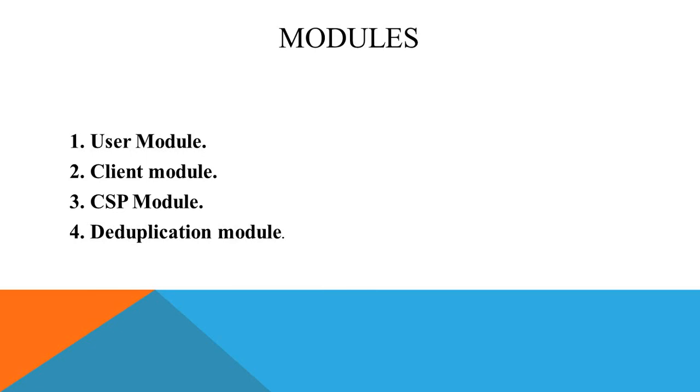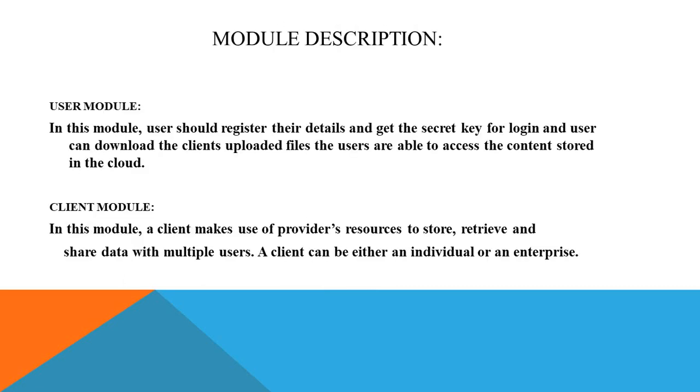Here are 4 modules which are very important: user module, client module, CSP module, and deduplication module. These are the descriptions of the modules. Here comes the user module. In this module, users should register their details and get the secret key for login, and the user can download the client's uploaded files. The users are able to access the content stored in the cloud.